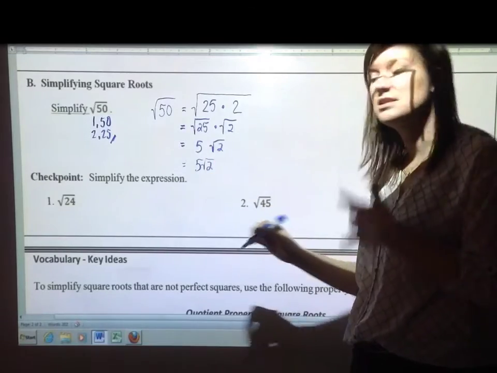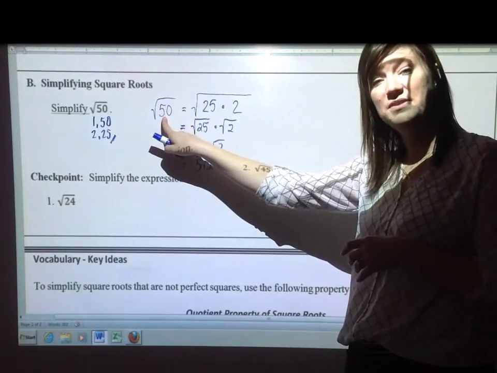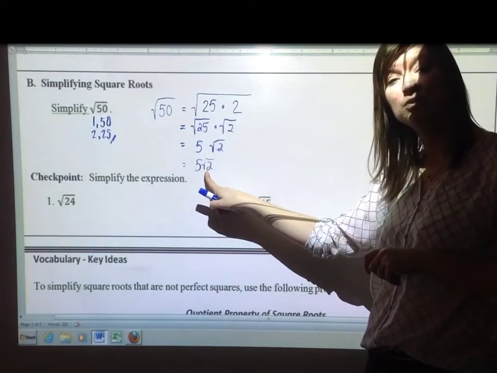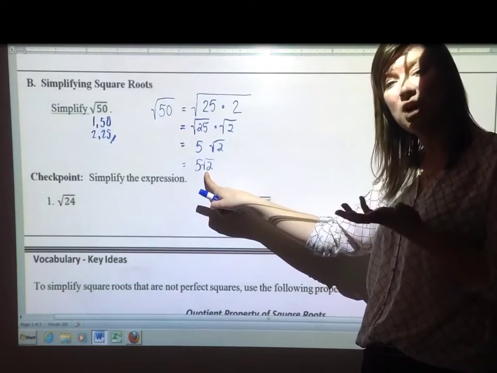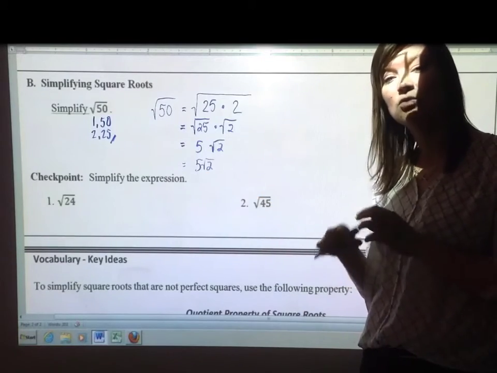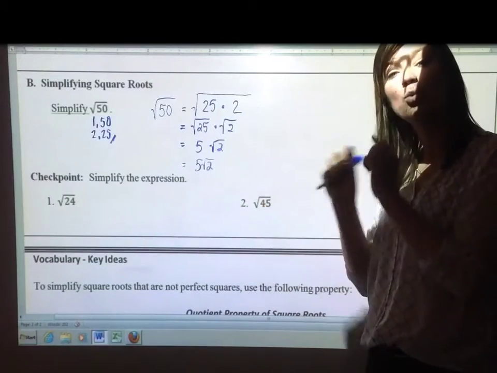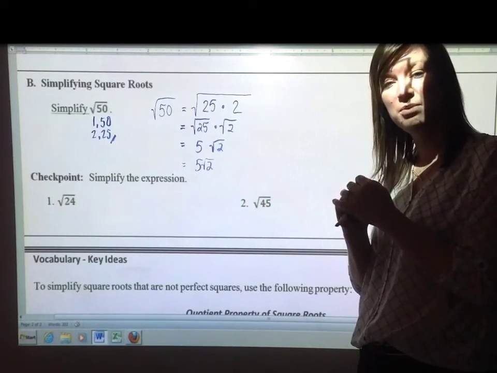So what did we just discover? We discovered that the radical of 50 in lowest radical form is written as 5 radical 2. So you're going to try that process within the checkpoint. Remember, you're searching for 2 factors of our radicand, and one of those factors needs to be a perfect square.